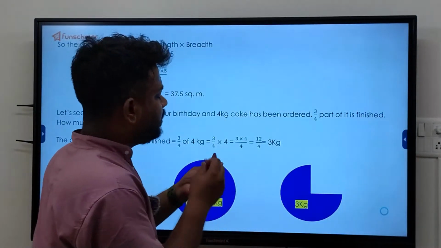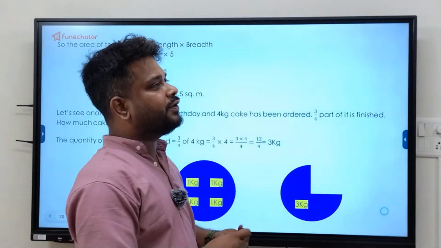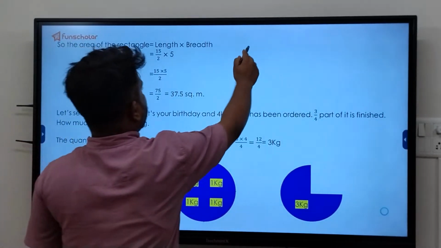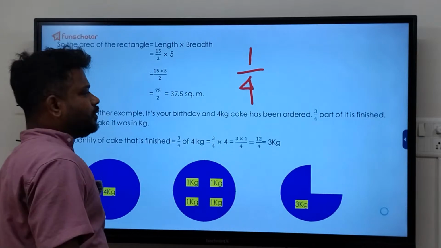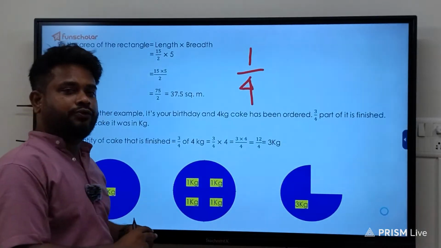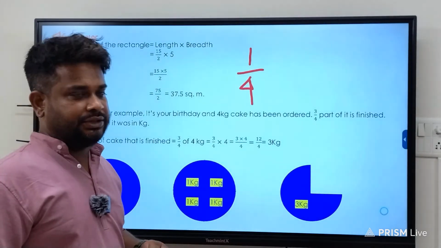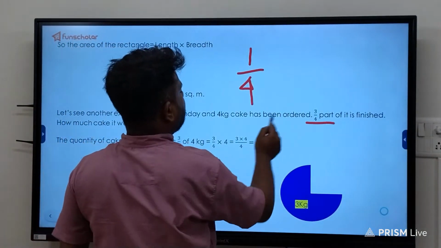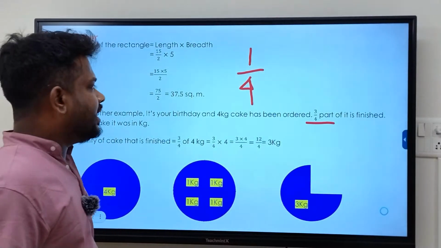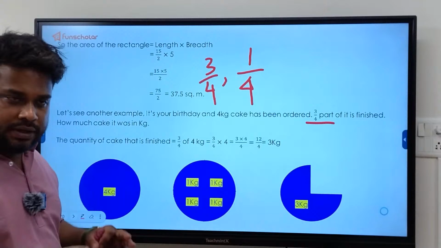Just like I have discussed, to make you understand with these blocks, every block is representing 1 by 4, because these blocks or cakes can be distributed into 4 parts, and every part is representing 1 kg. Okay, so 3/4 part of it is finished, so 3 kg is finished, and the leftover is 1 kg, and this will be 1 by 4. Okay, got it?